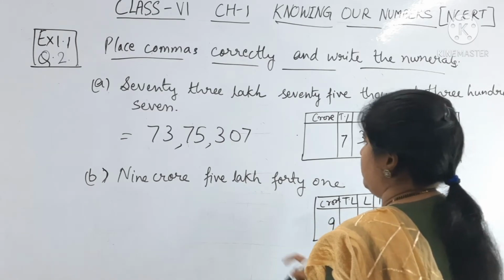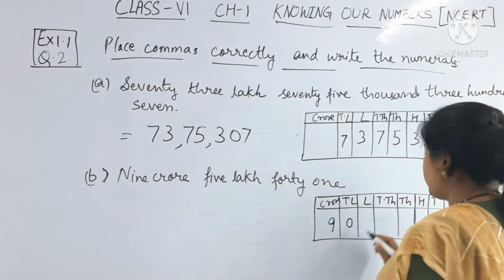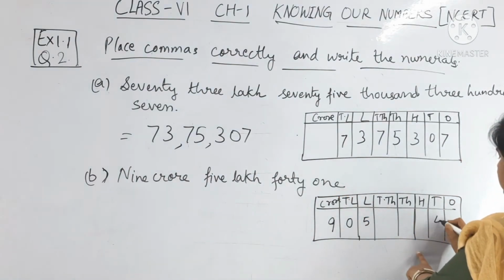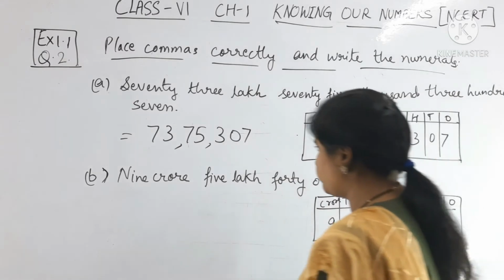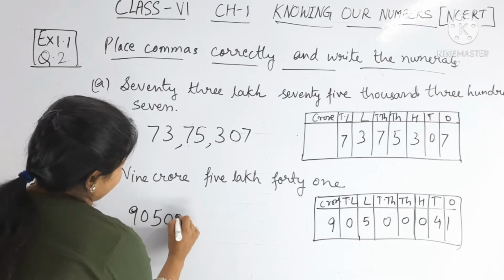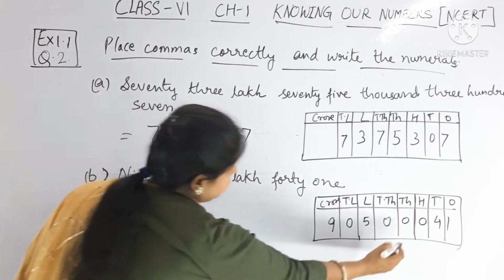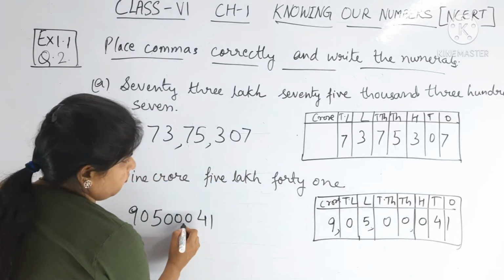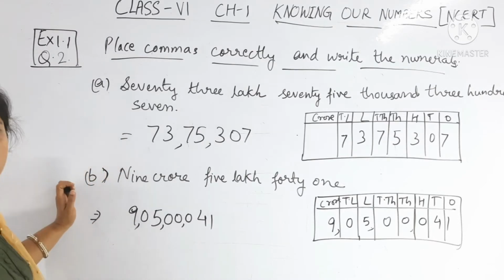Nine crore, then 5 lakh. So in 10 lakh we don't have anything. We have to write in place of lakh, that is 5. Then 41. 41 is here and the others will be 0. You can write like this: 9,05,00,041. So you have to put commas here, after this like this. This is one family. Okay, so this is the B part, right?